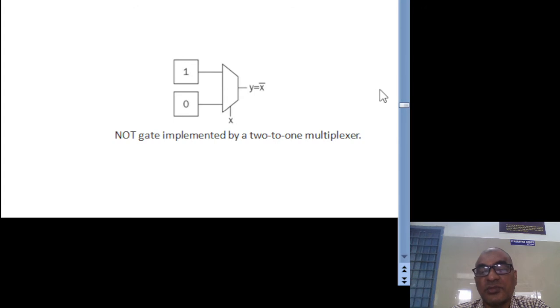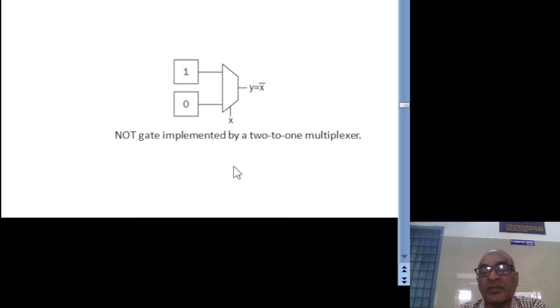Like that you plot the truth table first of all, and place the output information in the RAM. The select input in this realization is, as per the function, the input variable. So x is the input variable, y is the output variable, and the RAM holds the results of the function. That way the realization can be done.